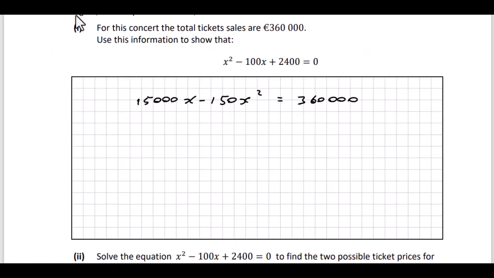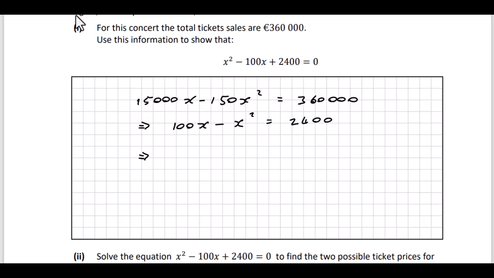So let's do that. I'm assuming that all of these terms will divide by 150, and I think that they will. If you take 15,000 and divide by 150, you'll get 100x. If you take 150, divide by 150, you'll get 1, so that's just x squared. If you take 360,000 and divide it by 150, you'll get 2,400. So that simplifies it, and it gives us the numbers that we need in our question.